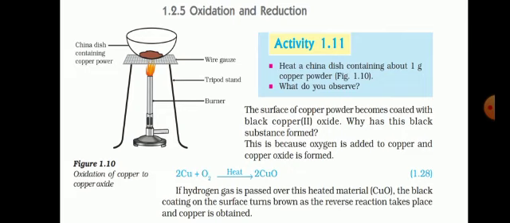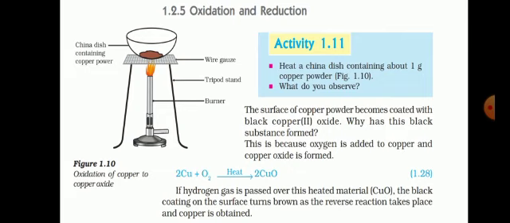You can even see in equation 1.28, that is 2Cu, which is your copper, on adding oxygen, that is O2, and heating it, we get 2CuO, that is your copper oxide. And this is an example of your oxidation process. As I said, when oxidation happens, reduction also happens, right? So you can see here, 2Cu on combining with oxygen gives you 2CuO.